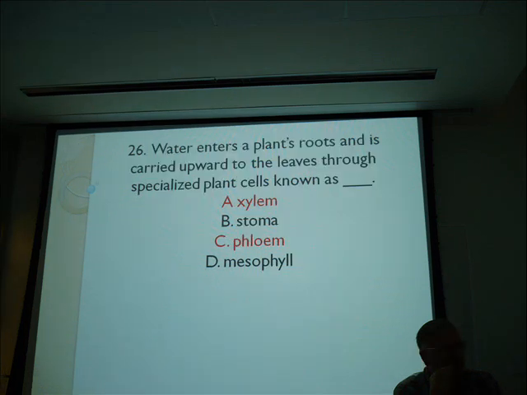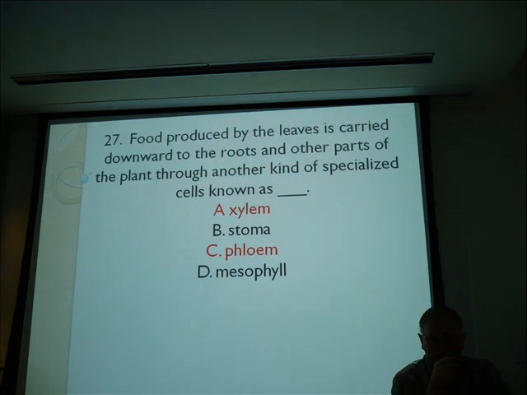What carries water upward? A, the xylem. What carries food to other places? C, phloem. And that sounds like food. F, phloem, food.